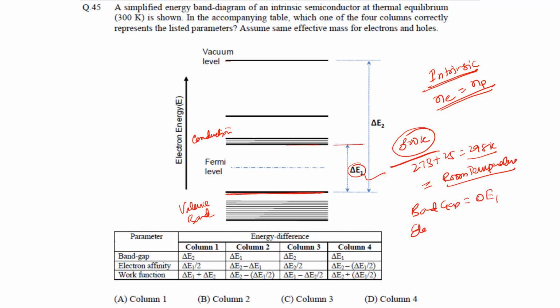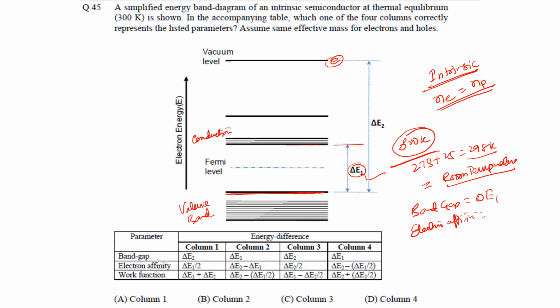Now electron affinity. If you see the definition of electron affinity, it tells basically the amount of energy needed to add one electron on the surface of the material. Whenever we try to put one extra electron in the material, what will be the amount of energy? Whenever we are taking one atom from outside, that atom is supposed to be at vacuum level, meaning there is no interaction at all, and this electron is at vacuum level.